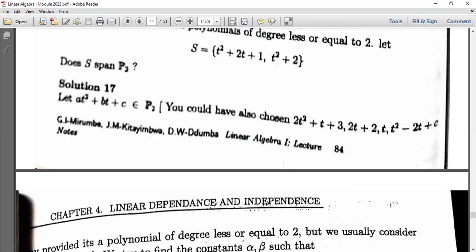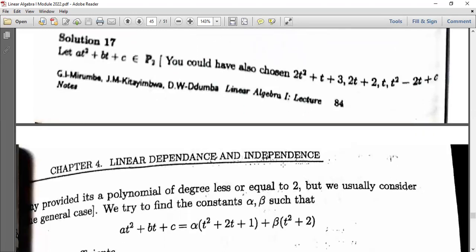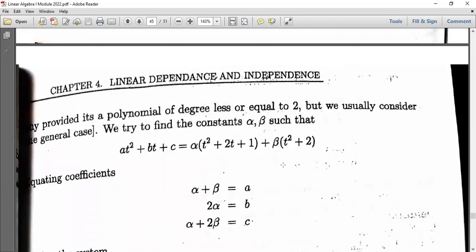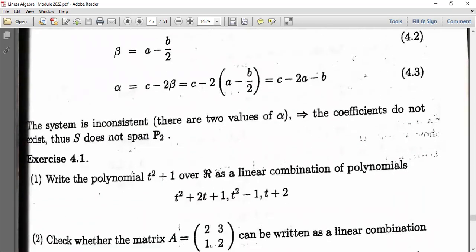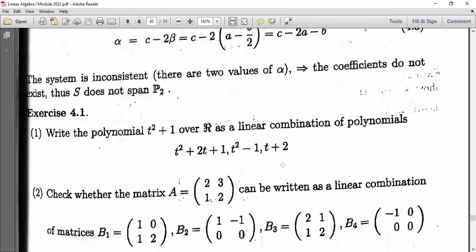Yes, please. Okay. So we've defined a linear combination. We have defined a spanning set. We now know what it means by a vector being written as a linear combination. We also know what it means by a given set spanning.